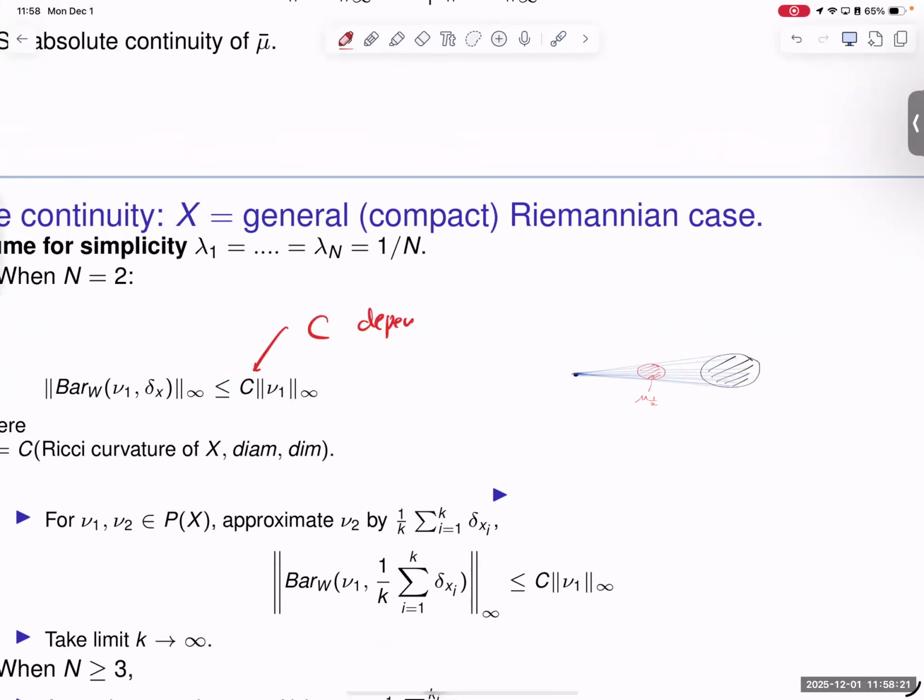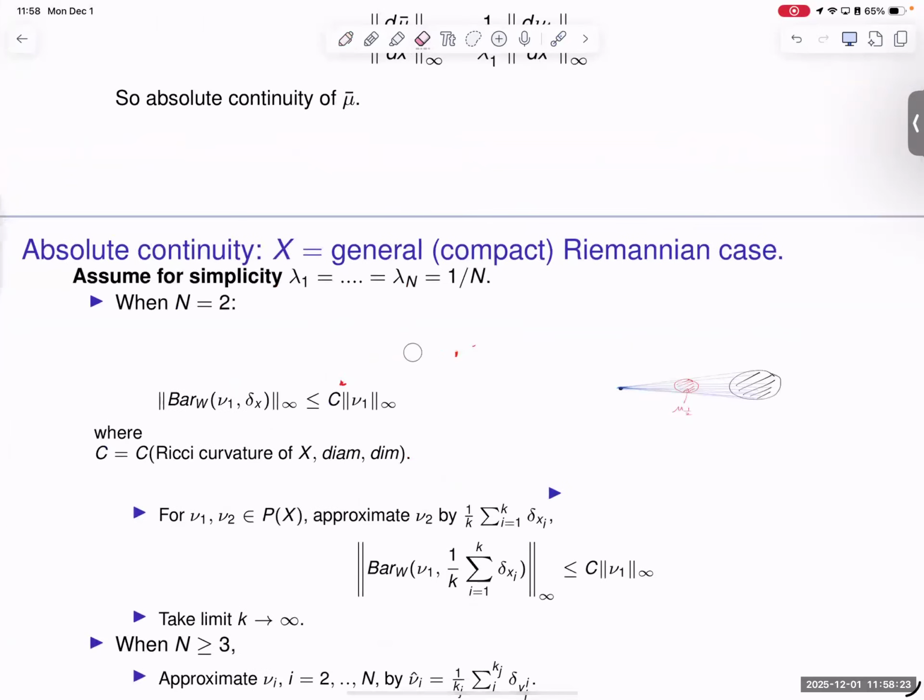This C depends on, okay, I already wrote here. The C depends on the properties of the underlying domain, like Ricci curvature, diameter, dimension, whatever. So then you have this estimate whenever the other end of the interpolation is just a single Dirac. Okay, so you have that.